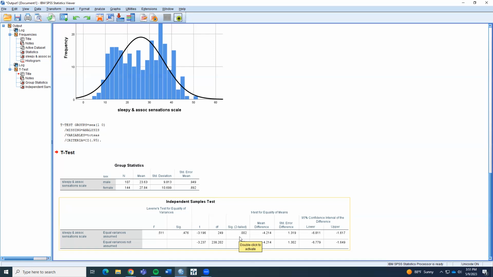And so our question again was, is there a significant difference in the mean sleepiness score for males versus females? And the answer is going to be yes. Because of the significance in the difference between the two means, our answer is yes, there is a significant difference. So this is the end of my demonstration of the independent t-test.